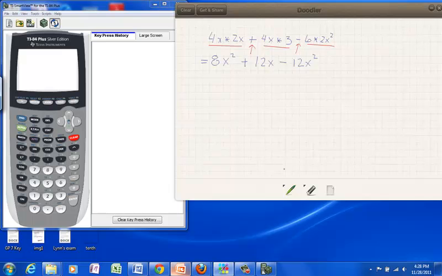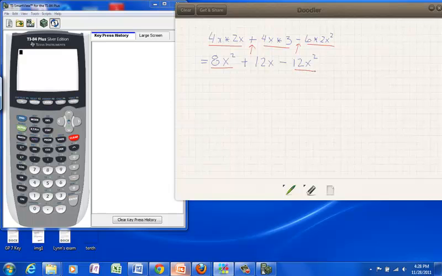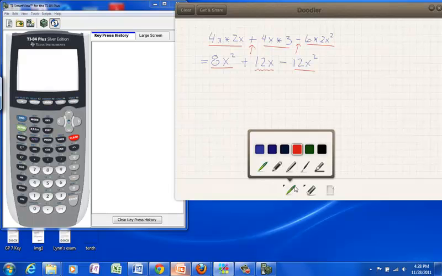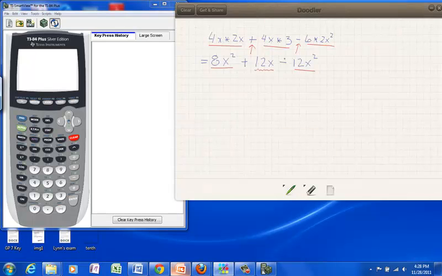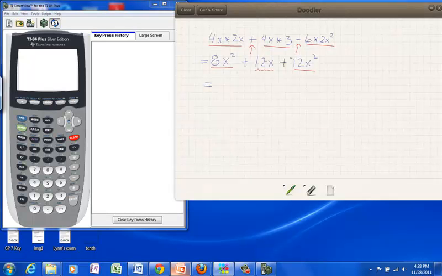Now I still have 3 terms. This term and this term are like terms, and this term is different. So I want to combine the like terms. Notice there's a subtraction here, which really means that we're adding a negative 12 to 8. So 8x squared plus negative 12x squared is a difference of negative 4x squared plus 12x. Those are not like terms, so that's as far as I can go, and that's the answer.